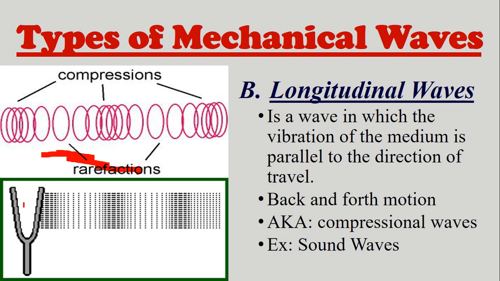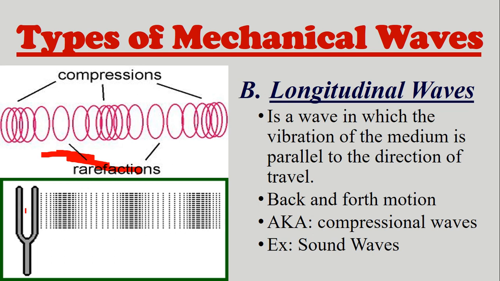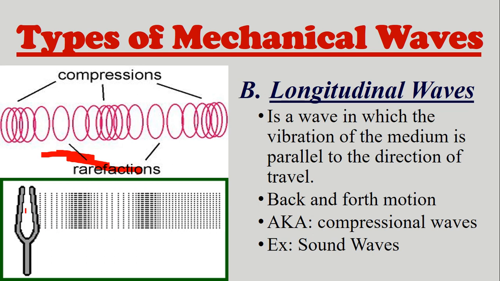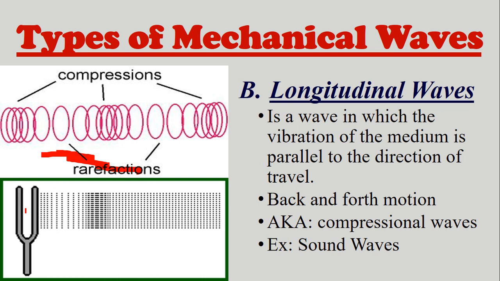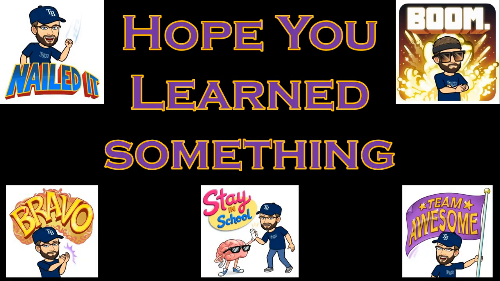This bottom GIF here, this is a tuning fork. If you hit it on an object, the tuning fork vibrates, but it sends out sound waves, compressing the air and doing some other stuff to it as well. But that's some basic stuff about waves, the types of waves.